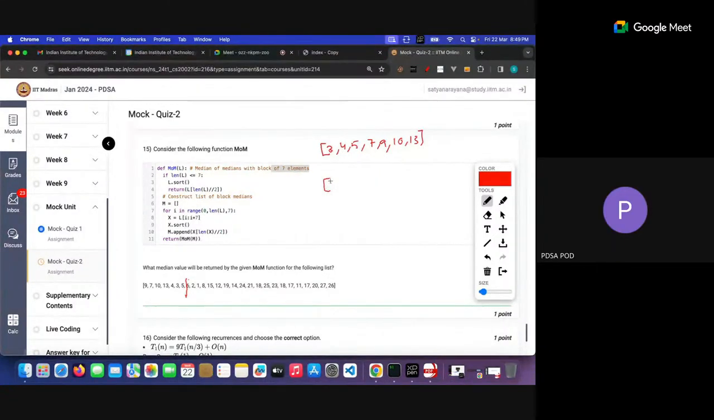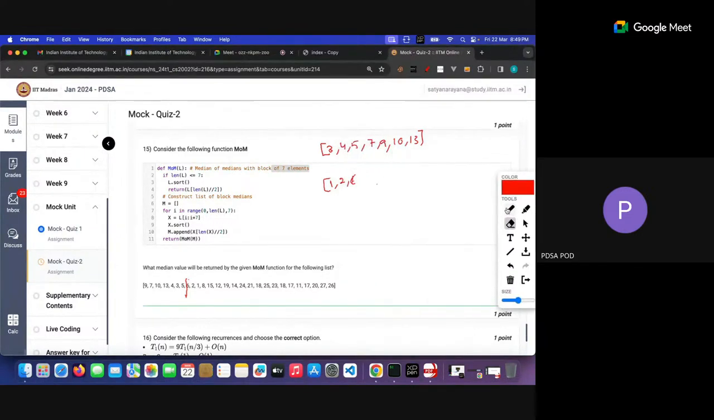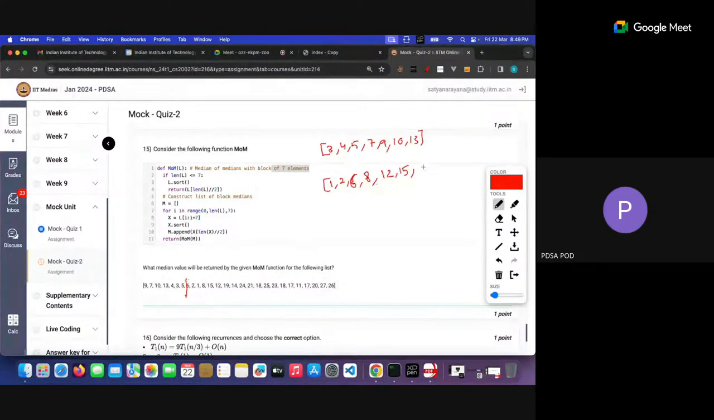1, 2, 6, then 8 is also there. After 6, 8 is there. So 6, 8, 12, 15 and 19. Is it right? Yes. After 19, that is 7 elements, no? Yes, it's over.